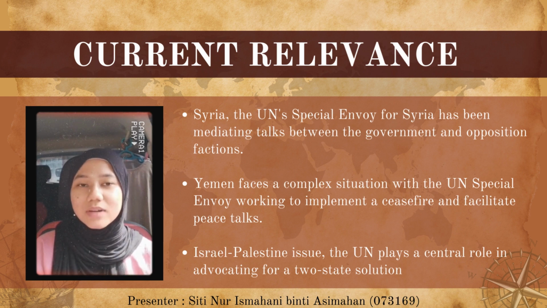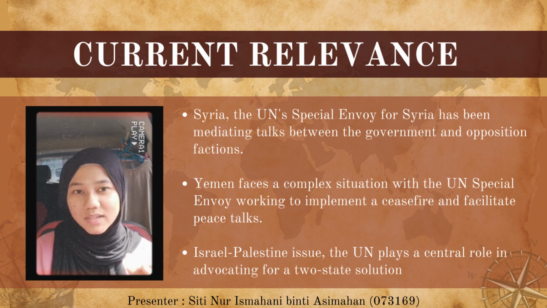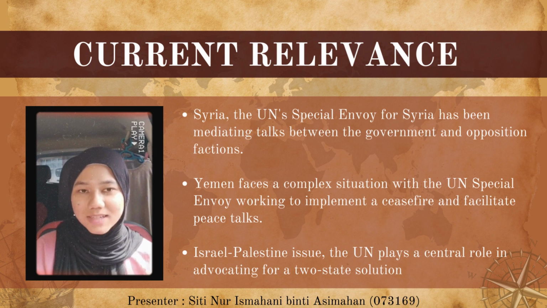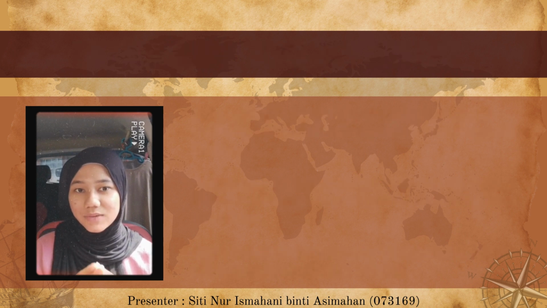Last but not least, for the Israel-Palestine issue, the UN plays a central role in advocating for a two-state solution through the Quartet on the Middle East, comprising the UN, EU, US, and Russia. The efforts include supporting peace talks, monitoring developments on the ground, and humanitarian assistance for the Palestinian territories. UN agencies like UNRWA have been providing education, health, and social services to Palestinian refugees.